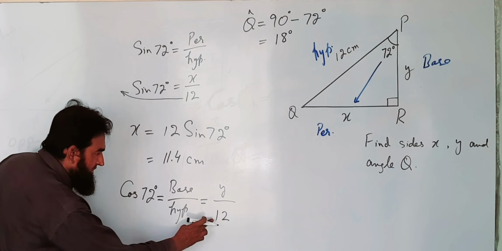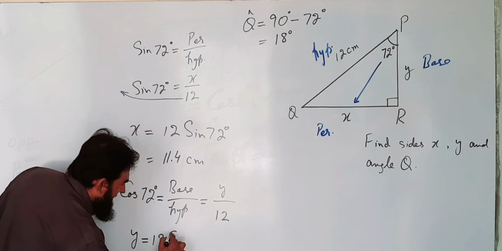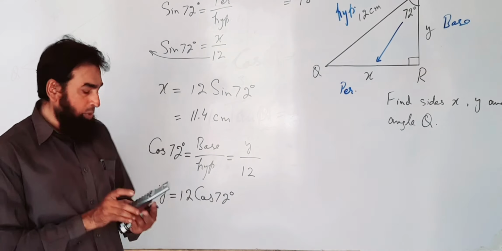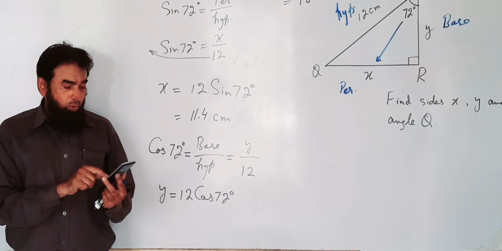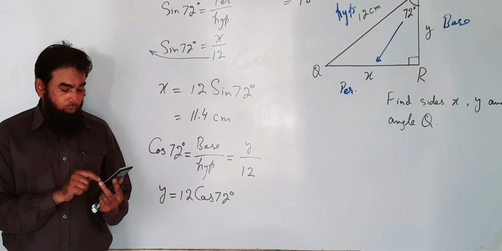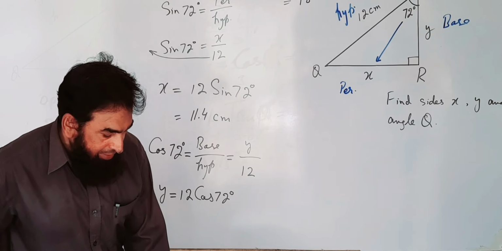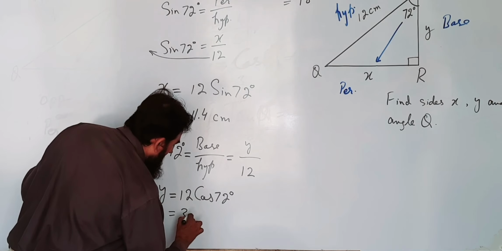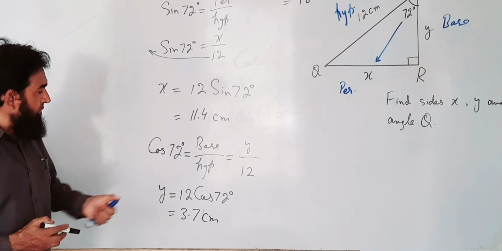Now again you are going to do the same thing. 12 will multiply to this side. So Y is equal to 12 into cos 72 degree. Again I am going to use the calculator. In the calculator, first of all write 12 into cos of 72, close the bracket and then press the equals sign. 3.72, 3.71. So this is equal to 3.71, or simply 3.7 centimeter.